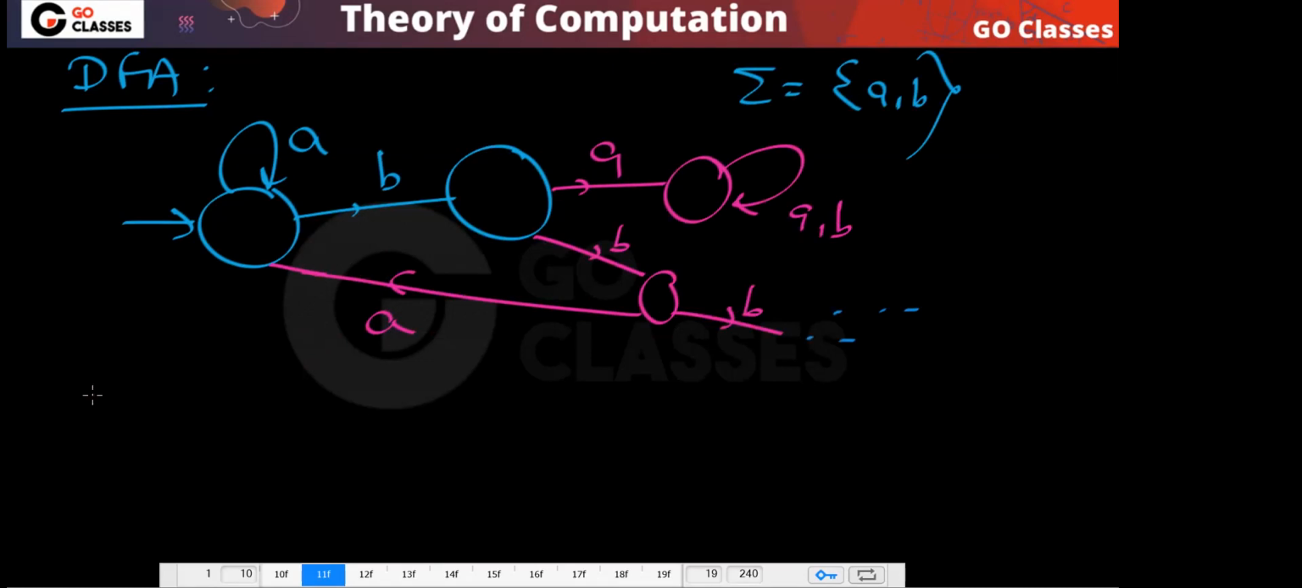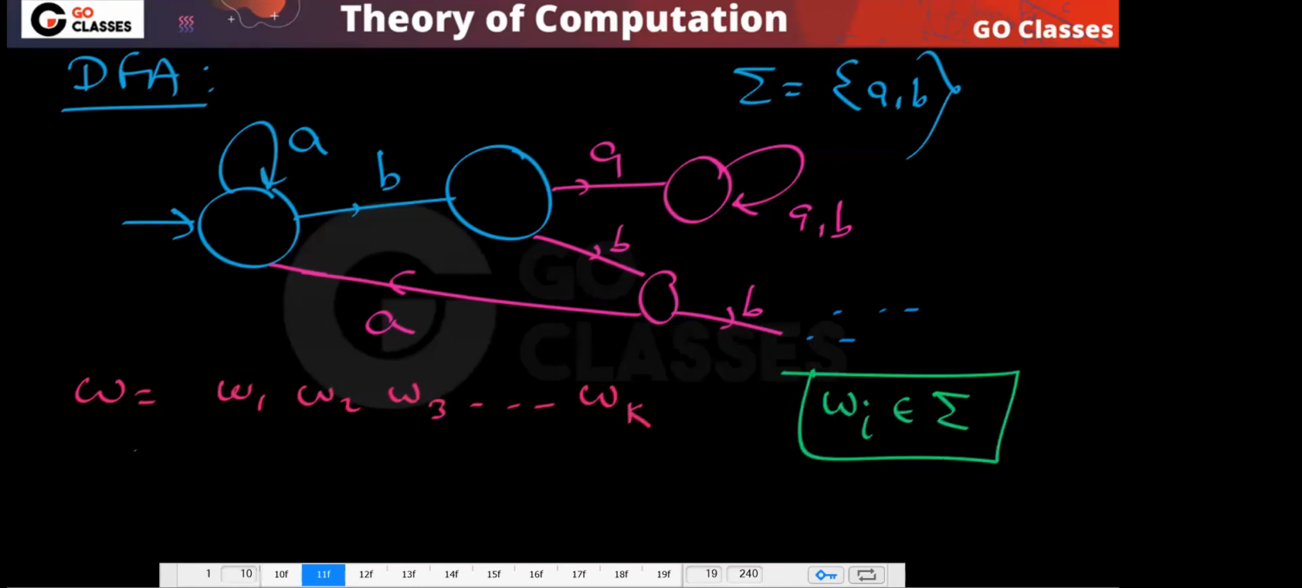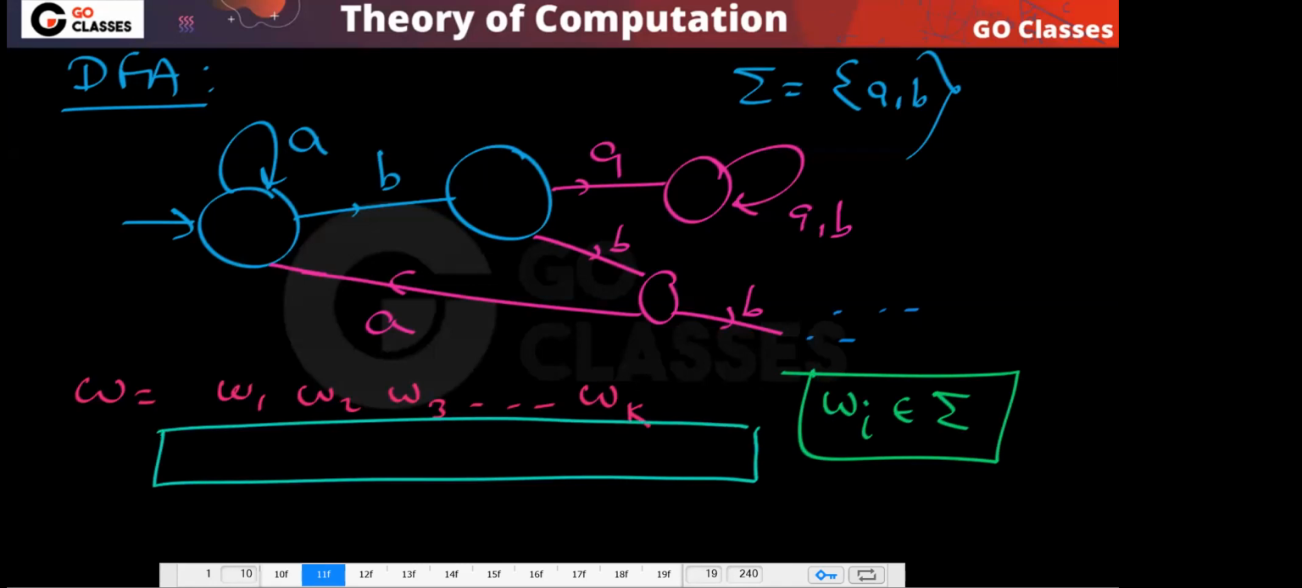Now I am saying that whatever string you take, you can take any string, for example w1, w2, w3, up to wk. These are symbols; each wi belongs to sigma, that is, it is a symbol. Now you tell me, on this string, where will the DFA go? The DFA will definitely start in the initial state.